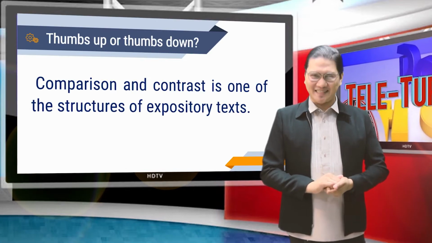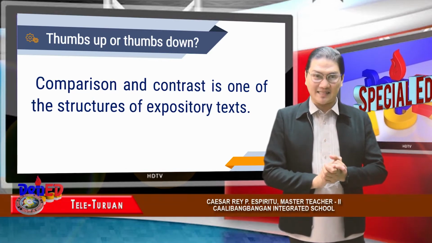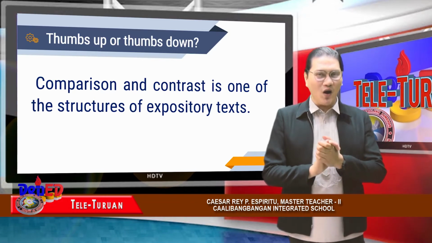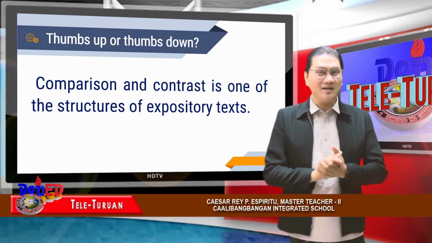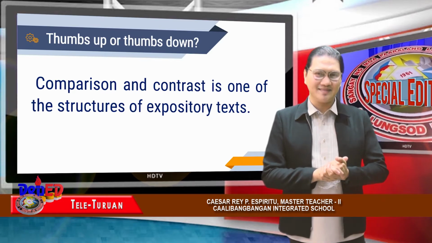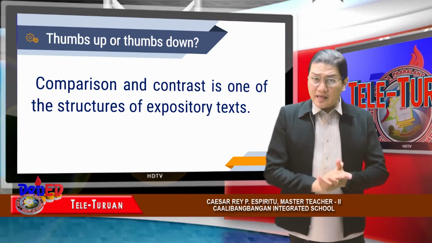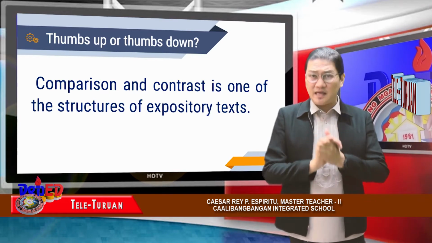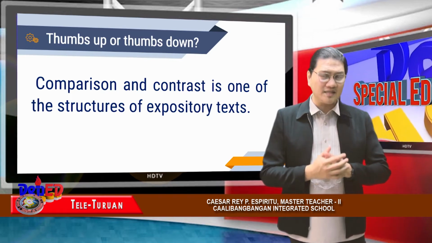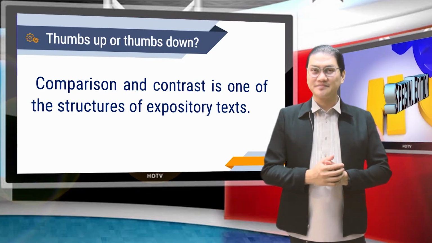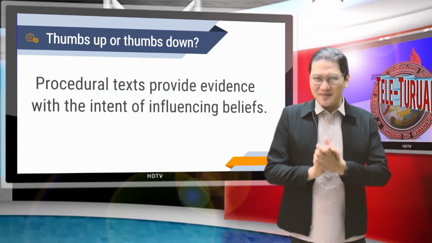Comparison and contrast is one of the structures of expository text. Go! Thumbs up or thumbs down? Yes, thumbs up. It is the expository text that includes the comparison and contrast structure. And finally, let us have the last number.